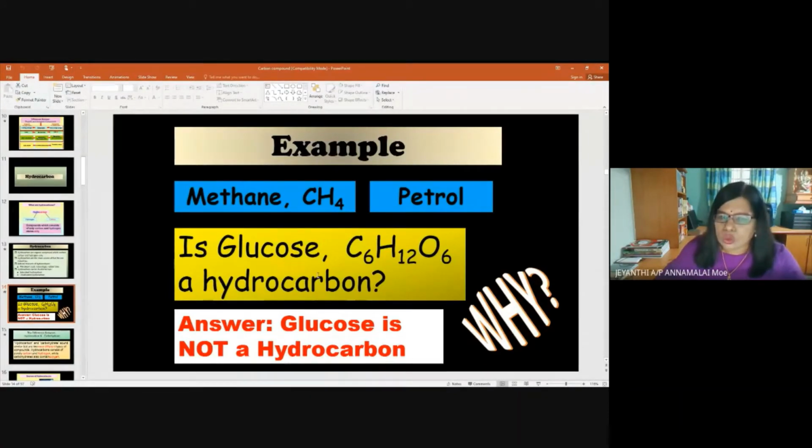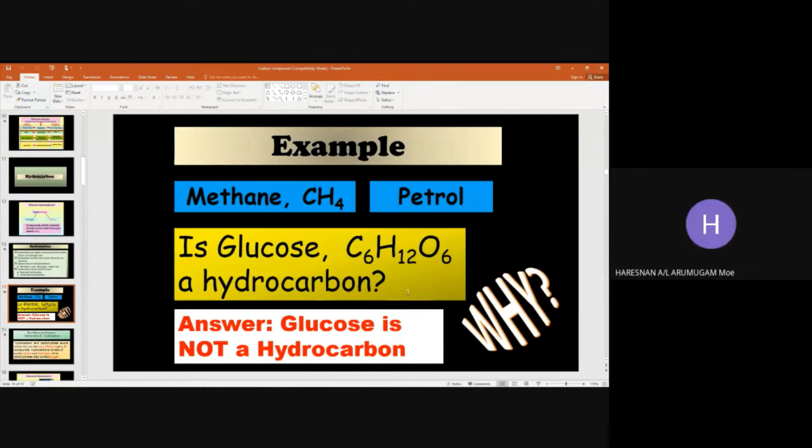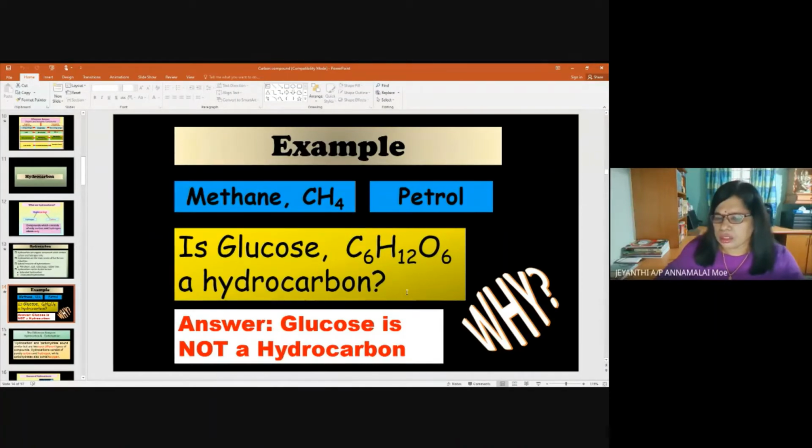But is glucose a carbon compound? Harishnan, is it a carbon compound? Yes. Why? Remember our title for today is carbon compound. Is glucose a carbon compound? Yes. Why? It's from living things. You sure that is the main reason? Not sure. No, because of the C. Remember the C? Oh yeah, there's a carbon. You see, it's a compound, and it has carbon.